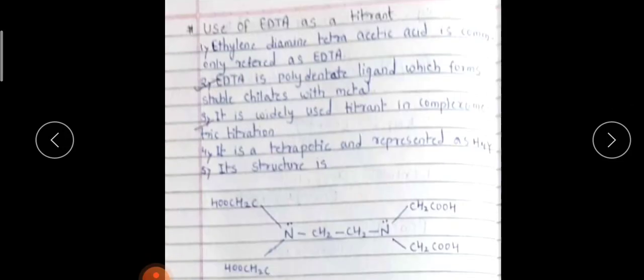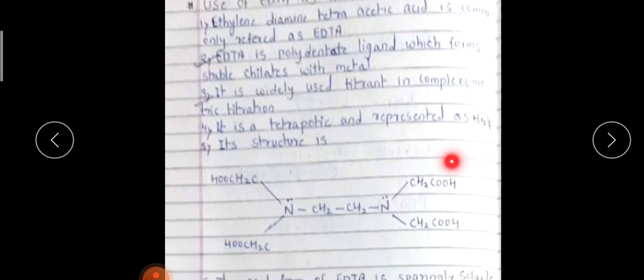Then the use of EDTA as a titrant. Why is EDTA used as a titrant during the complexometric titration? First of all, what is EDTA? EDTA is nothing but ethylene diamine tetraacetic acid, which is commonly referred to as EDTA. EDTA is a polydentate ligand which forms stable chelates with the metal. It is a widely used titrant in the complexometric titration. It is tetraprotic and represented as H4Y.